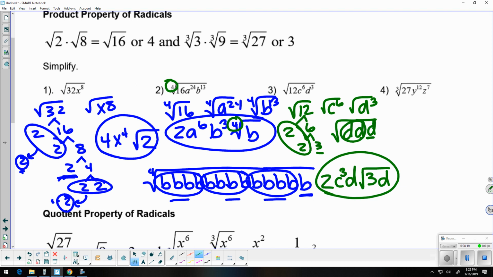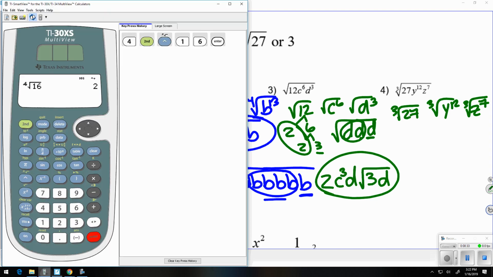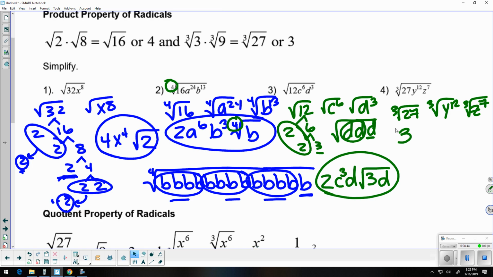And the last one, so taking cubic root now. So we got the cubic root of 27, cubic root of y to the 12th, and then cubic root of z to the 7th. Okay, so cubic root of 27, if you don't know if it's a perfect cube or not, again, just plug it in. I'm doing cubic root of 27. You should know, though, that it is a perfect cube. That's just 3. So 3 simplifies. The next one, y is also going to simplify, so that's just going to be y to the 4th.